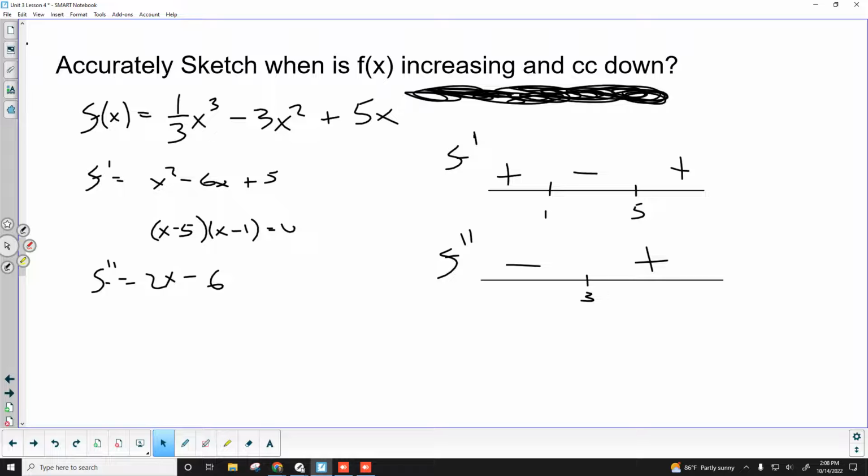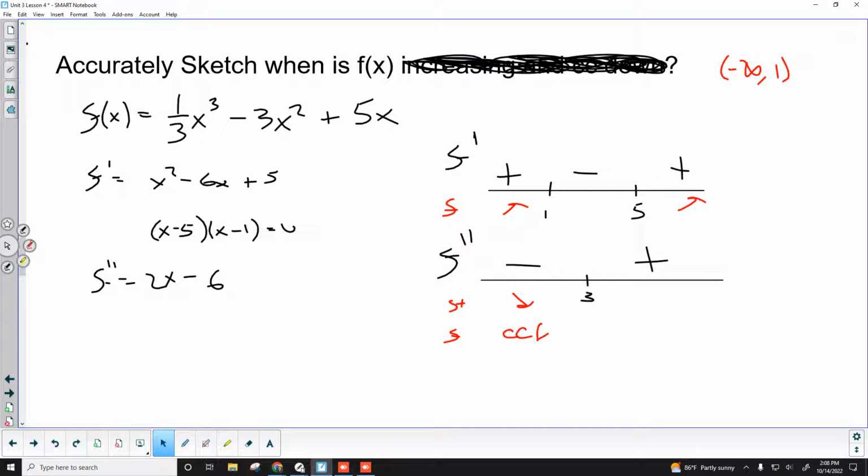Important. Like creating the sign analysis, we should be able to do that. Now it just becomes interpreting. All right. F is increasing here and here. F is concave down here when F prime is decreasing. So we get negative infinity to 1, or x is less than 1. Okay, great. So we feel good about ourselves.